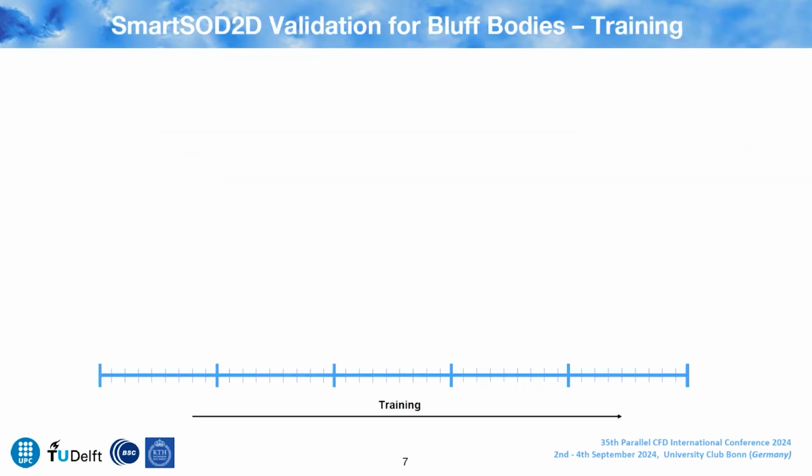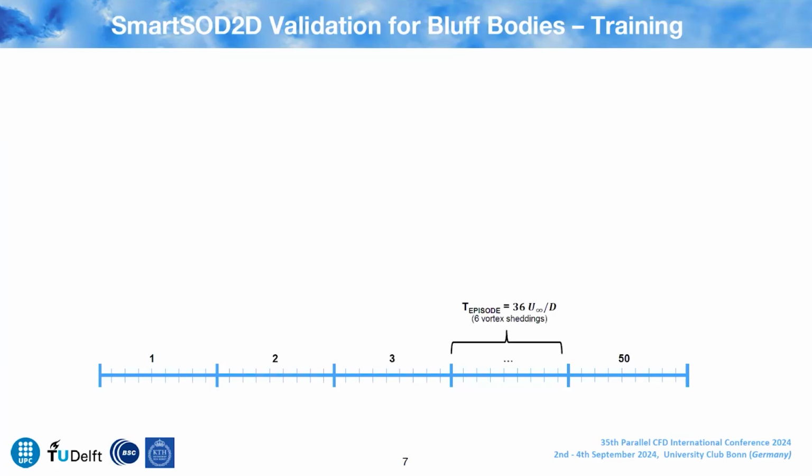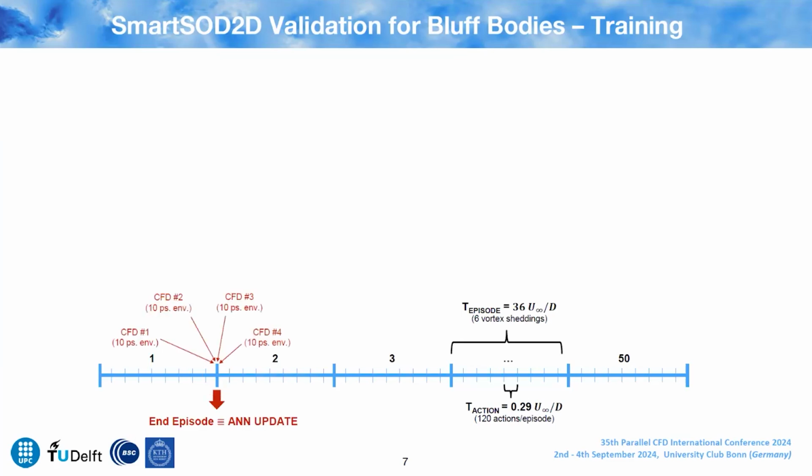The training is divided in episodes. Here we considered 50 episodes of a length of 36 time units. This is roughly 6 vortex sheddings. And in each episode, we applied 120 actions, so that by the end of the episode, by collecting all these experiences produced by the different environments, we update and adjust the weights and biases of the neural network, the agent.